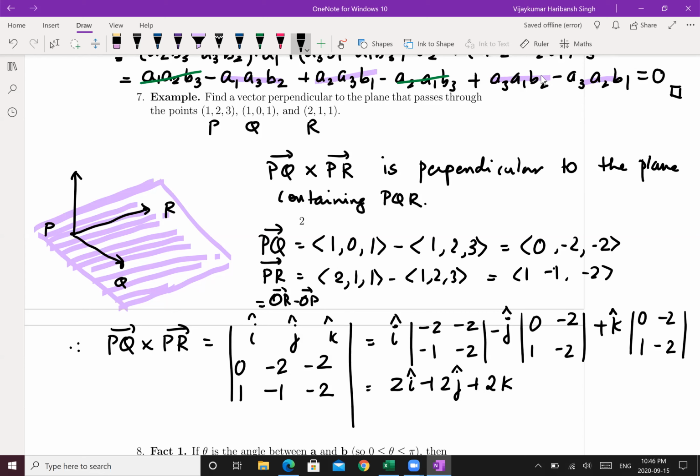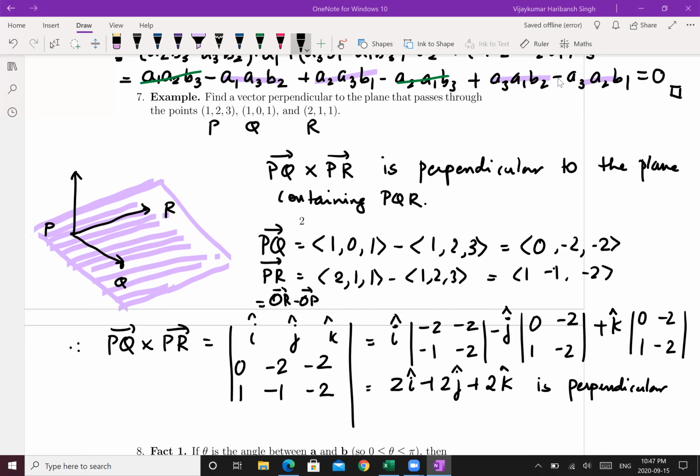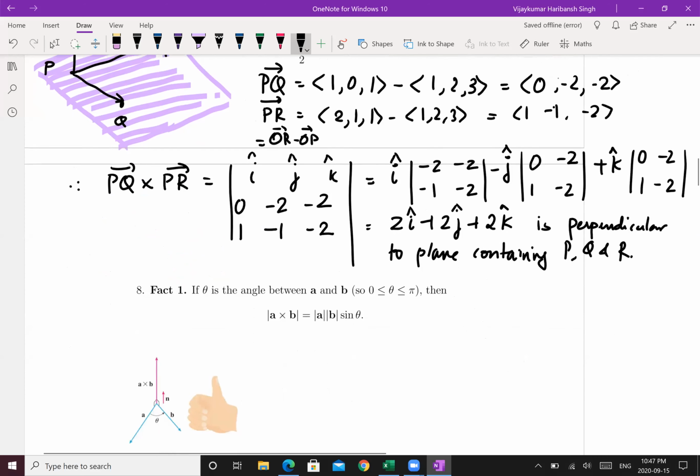So this vector is perpendicular to both PQ and PR, and to the plane containing P, Q, and R. So this is the story.